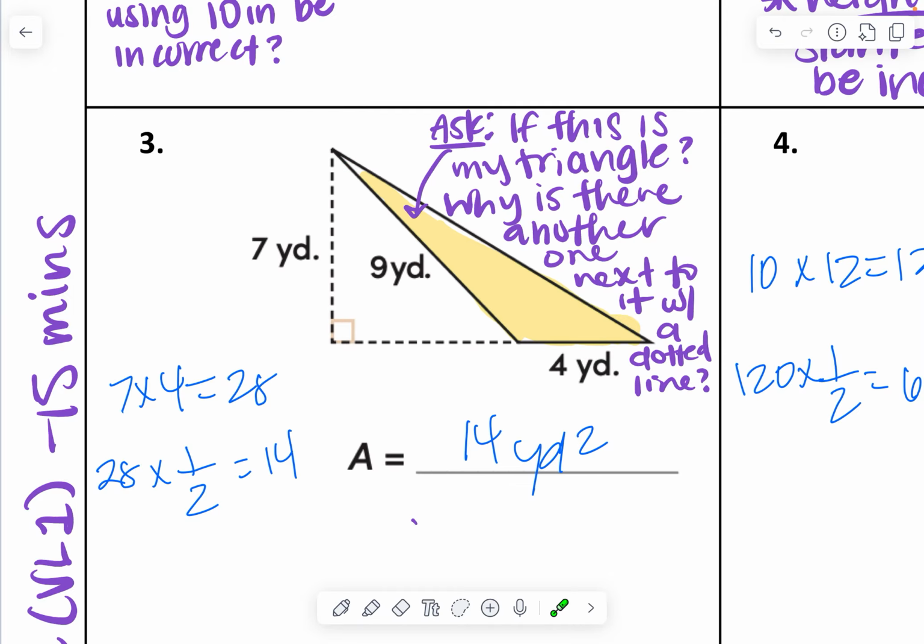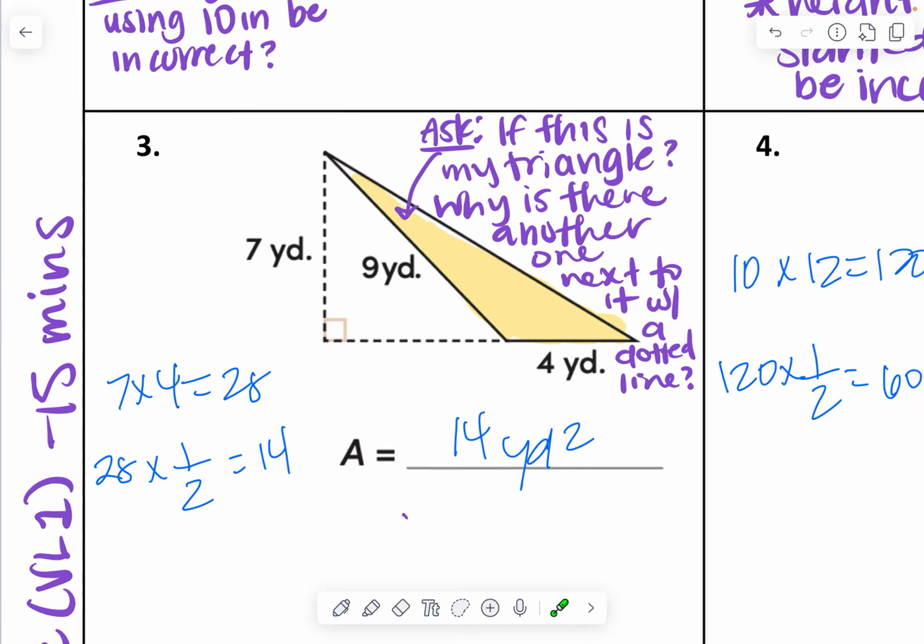What students should be able to say is, well, our base is 4, but because what looks like our height is slanted, we know we cannot use the 9. We have to merge our base and our height using a right angle to find that other side length. So we're going to actually be doing 7 times 4, giving us 28, divided by 2 is 14.